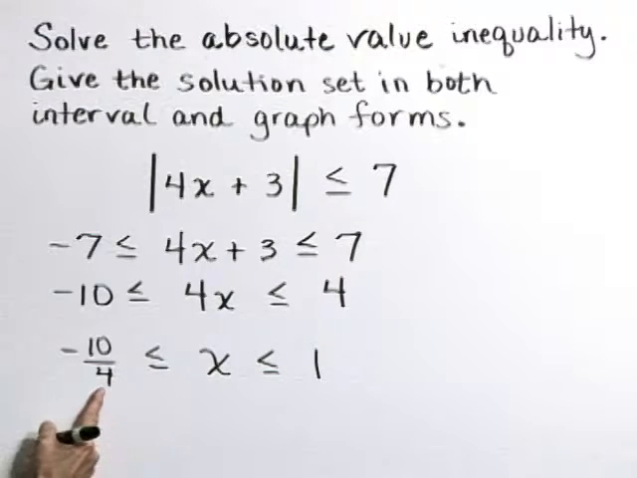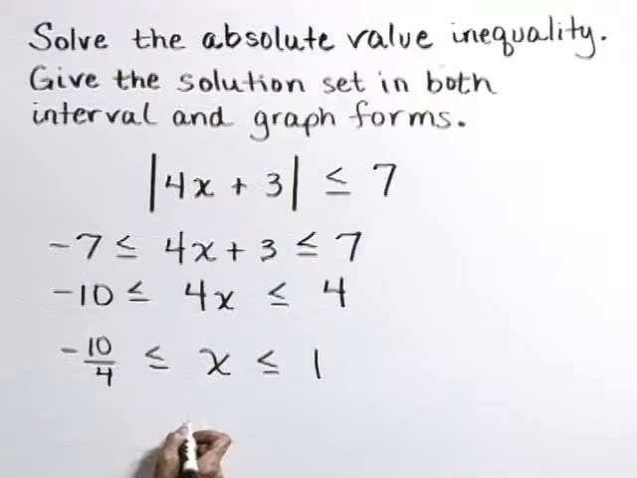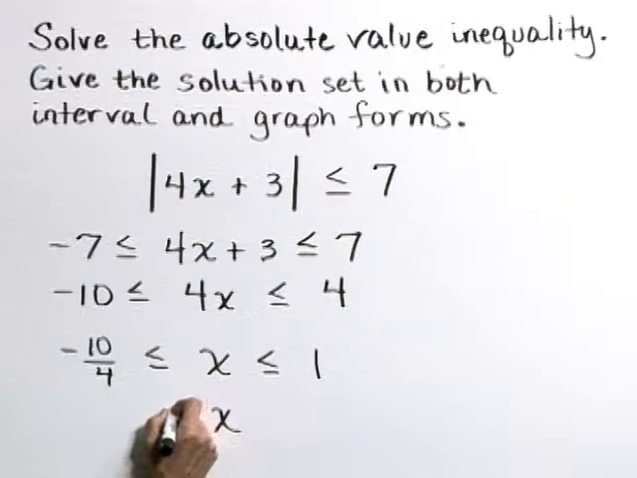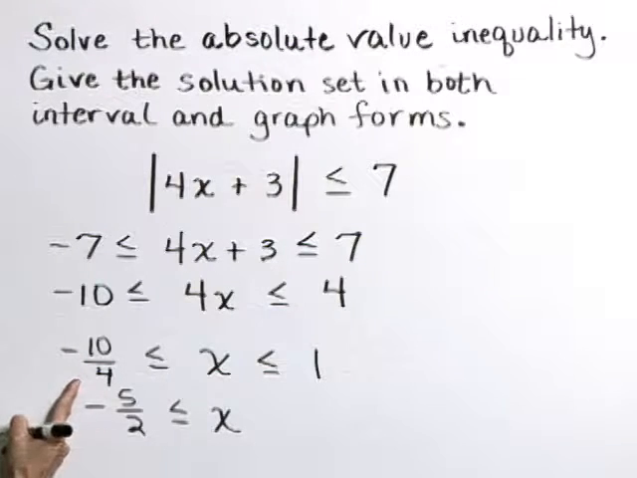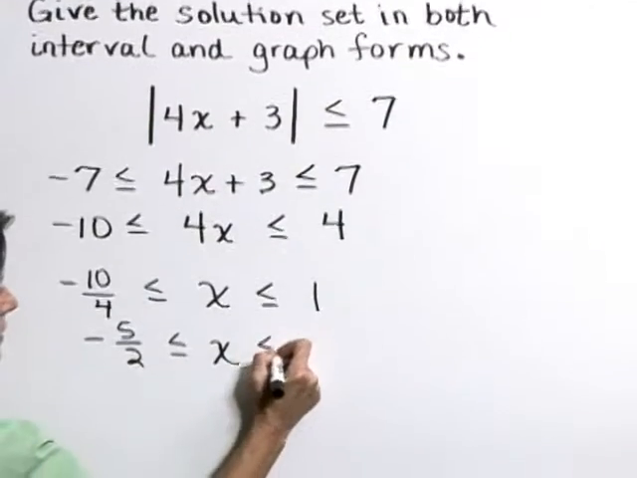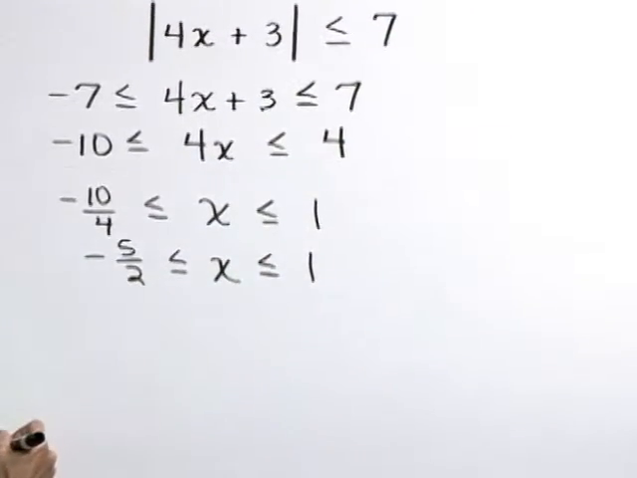Let's do one more thing here, and let's reduce this fraction and say that x is a number that is greater than or equal to -5/2. I've canceled a common factor of 2 out of each the numerator and denominator here. And x is less than or equal to 1.